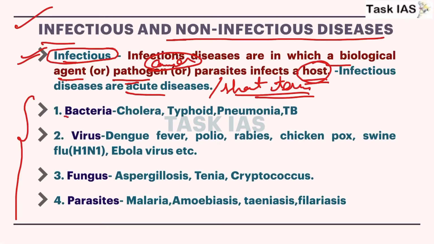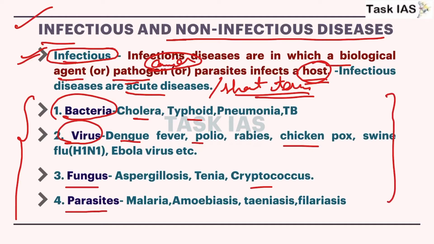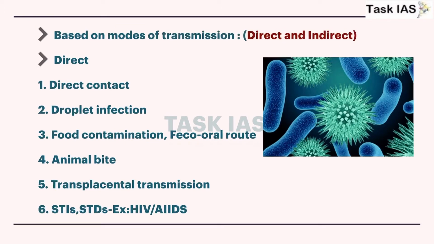For example, bacteria which cause cholera, typhoid, pneumonia; viruses which cause corona, dengue fever, chickenpox, etc. Similarly for fungus, cryptococcus, etc., and parasites like malaria, amoeba, filariasis, you can mention these diseases. Now based on mode of transmission, infectious diseases are divided into two, direct or indirect.